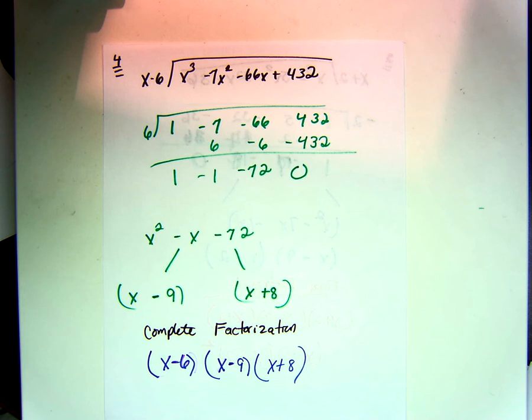So 6 times 1 is 6. Combine your like terms, you got negative 1. 6 times negative 1 is negative 6. Again, combine your like terms, you got negative 72. Now we got 6 times negative 72. Combine your like terms, your remainder is 0. So that is a factor.